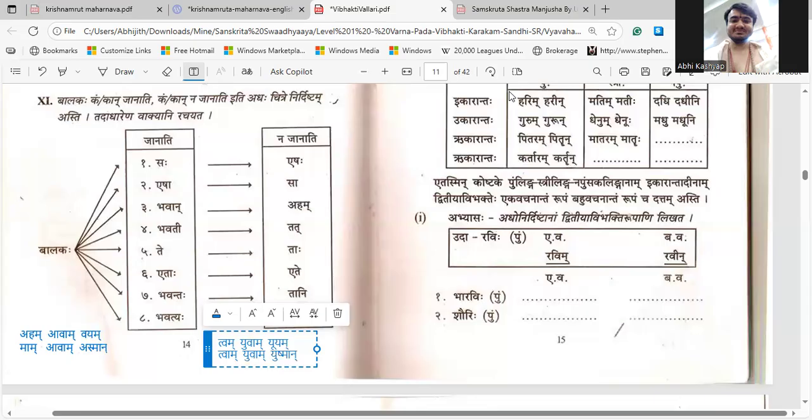Then some more. There are a lot of Sarvanama Padas over here, so we will take care of it. Some we have done already. Sa we have already done. Saha, sa we have done. Yeshaha. So Yeshaha is very easy actually. Yeshaha is similar to Saha.